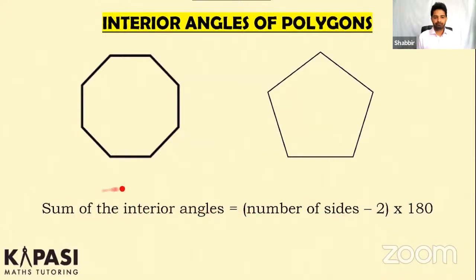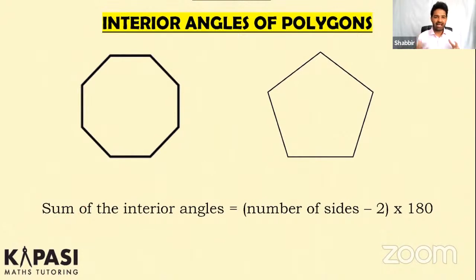Make sure you write this down. This is a really important formula. You might have seen this formula as n minus 2 times 180, but the n represents the number of sides. So the number of sides take away 2, and then times that by 180. That tells you the sum of the interior angles, and it's important to understand what that means. Sum means the total.